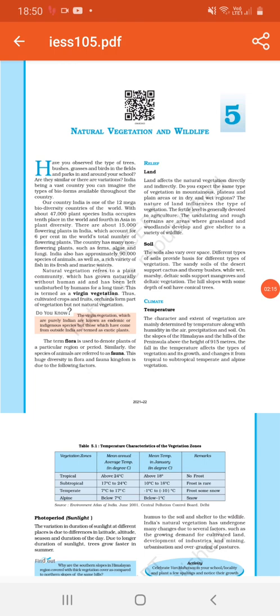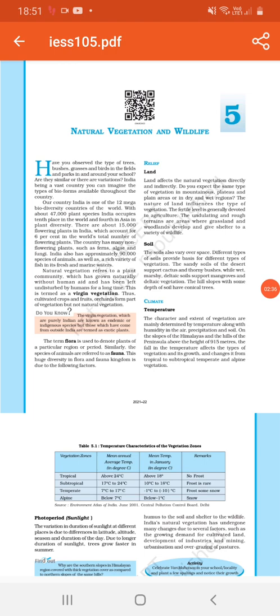And climate means temperature. The character and extent of vegetation are mainly determined by temperature along with humidity in the air, precipitation and soil. On the slopes of the Himalayas and the hills of the peninsula above the height of 950 meters, the fall in temperature affects the types of vegetation and its growth.